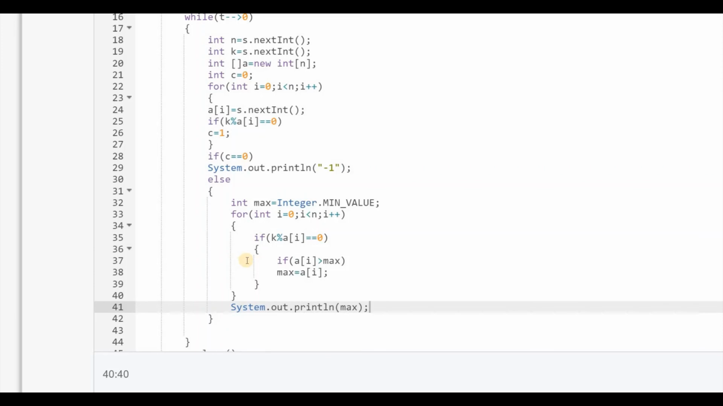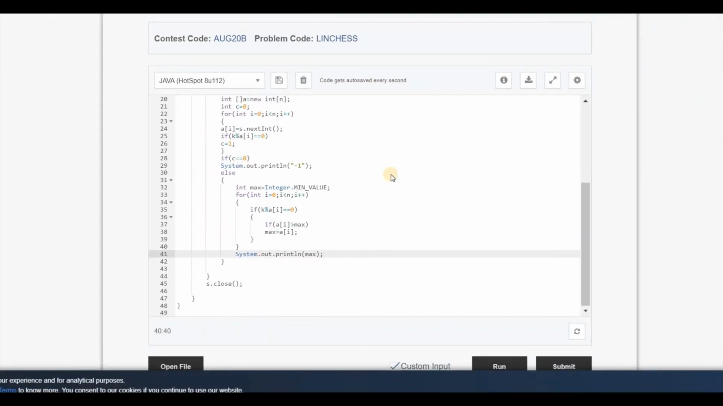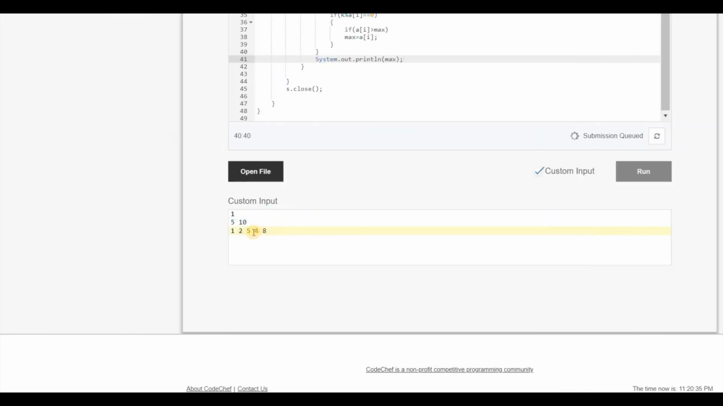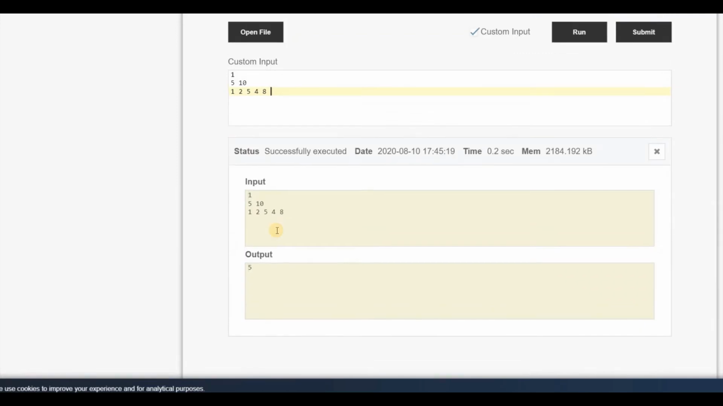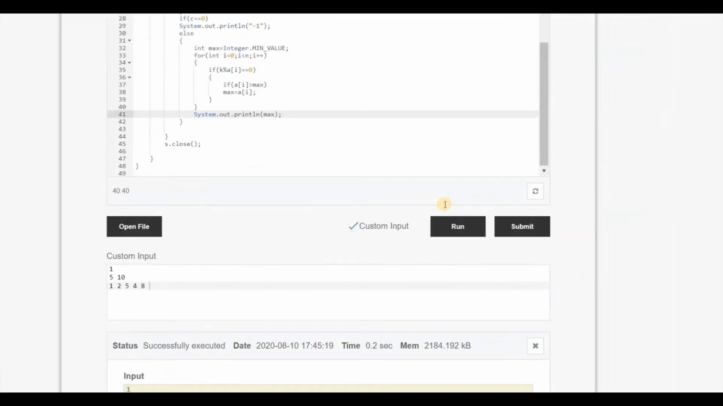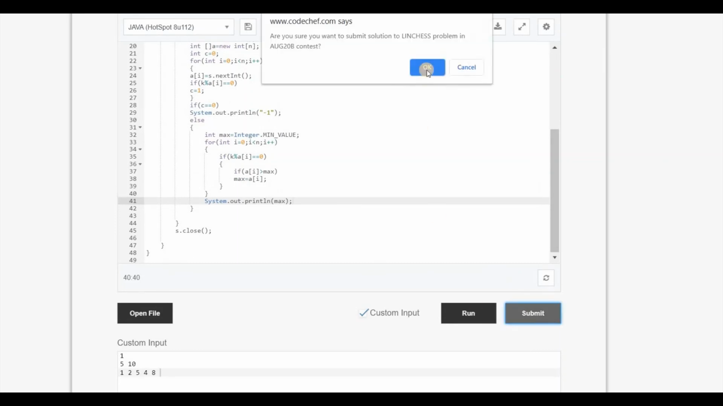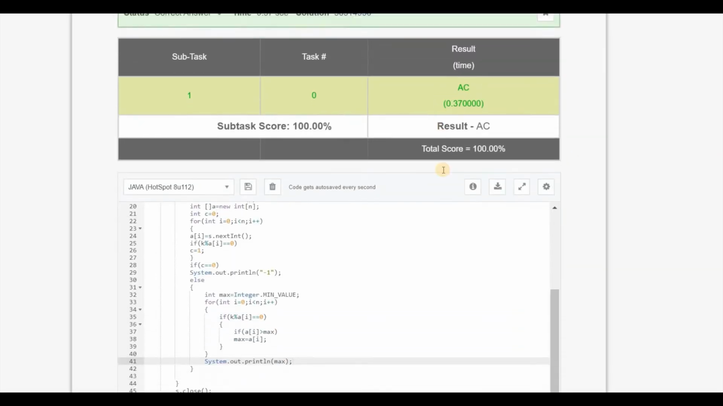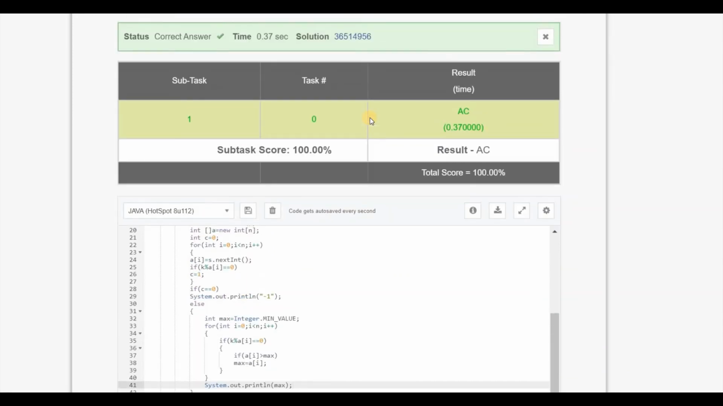So let us run for the sample test cases. We need to get 5 as the answer. So the output is correct. And let's run the code. And hopefully we got the correct answer. So it is an easy solution. So thank you guys for watching.